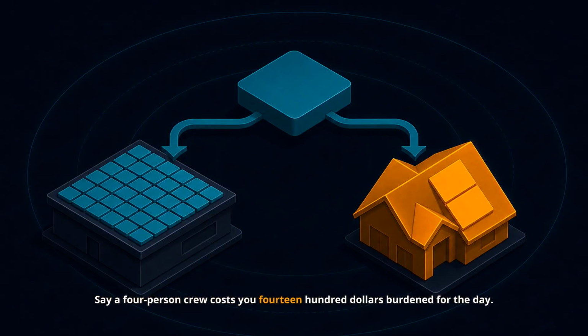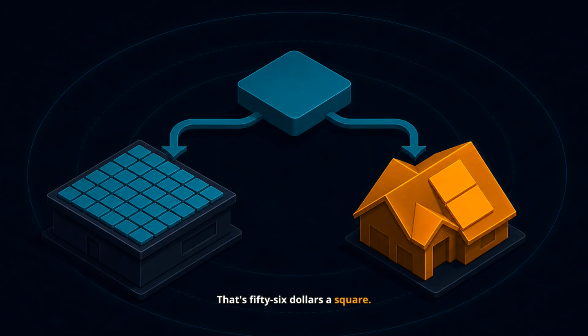Say a 4-person crew costs you $1,400 burden for the day. On a simple roof, they lay 25 squares. That's $56 a square. Put the same crew on a steep, cut-up 2-story, and they manage 12. Now it's about $117 a square. More than double. Same crew, same wage. A blanket labor per square number lies to you.